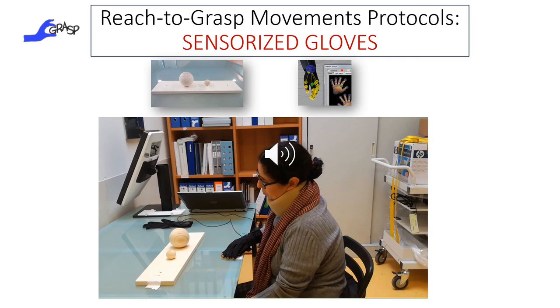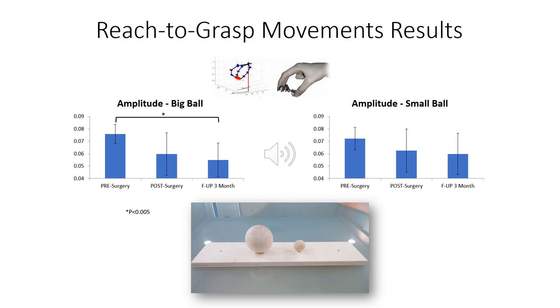Another test is a test that analyzes the kind of movements that the patients may realize with a sensorized glove. In this case, the patient has the task to grip, to grasp different objects of different sizes, like here. And this is the result after surgery in terms of this test.